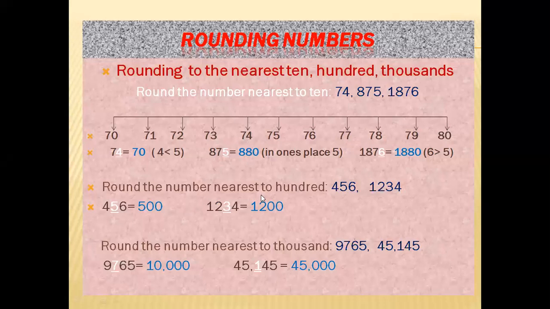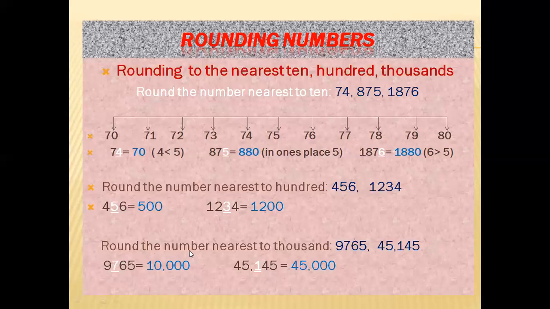Like that in 100 also: nearest to 100 means you have to see the tens place digit. If the tens place is 5 or greater than 5, the hundreds place digit changes to the next digit, and then the next two digits become 00. For as many digits as there are, you have to put 0 in those places. If it is less than 5, the hundreds place number remains the same. Understood now?